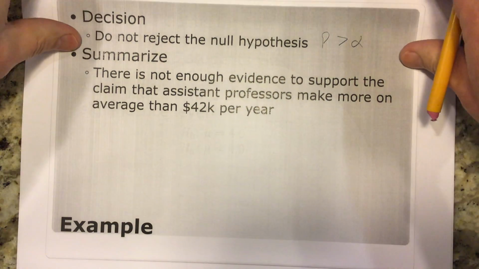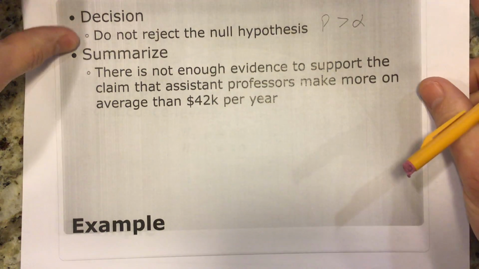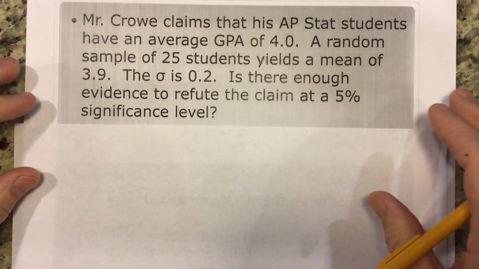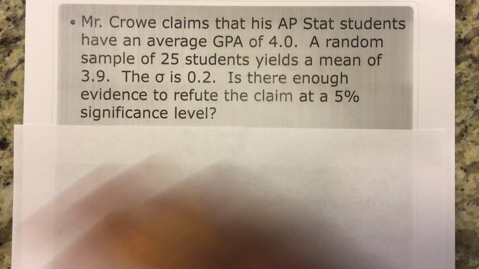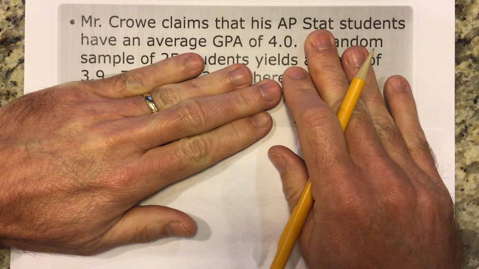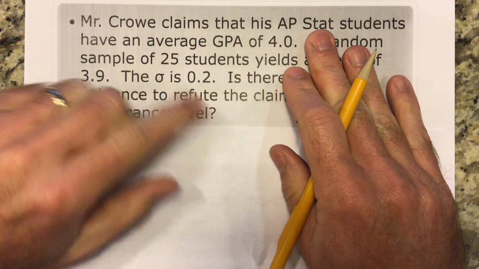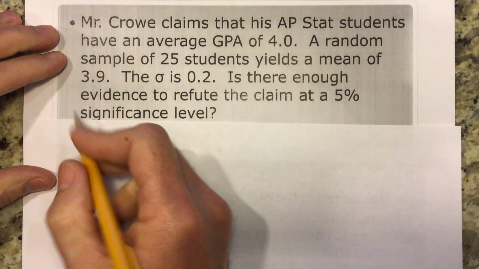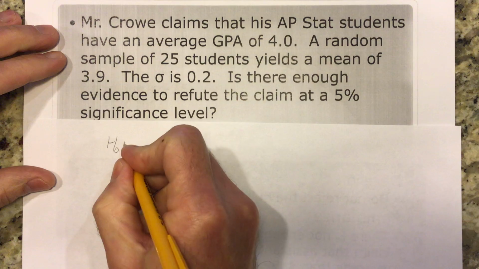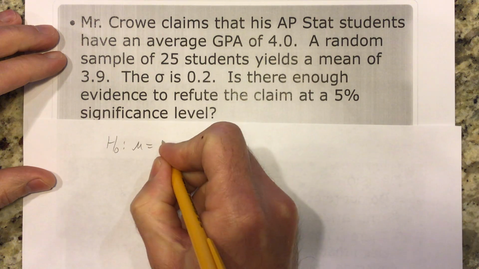We're going to do one more example, because the first example was a one-tailed example. Let's try a two-tailed example. I make a claim that my students have an average GPA of 4.0. And we would stop there. There's your null hypothesis, equals. So in this case, the claim is the null hypothesis: H naught, mu equals 4.